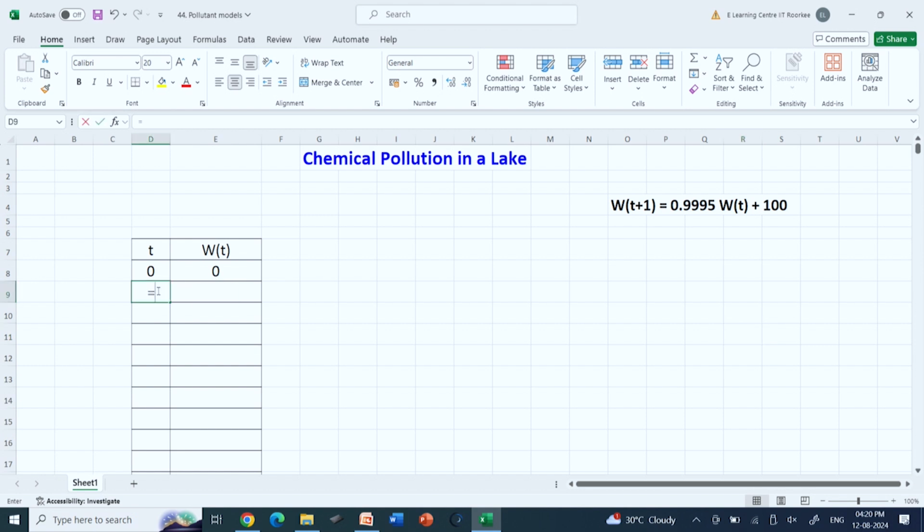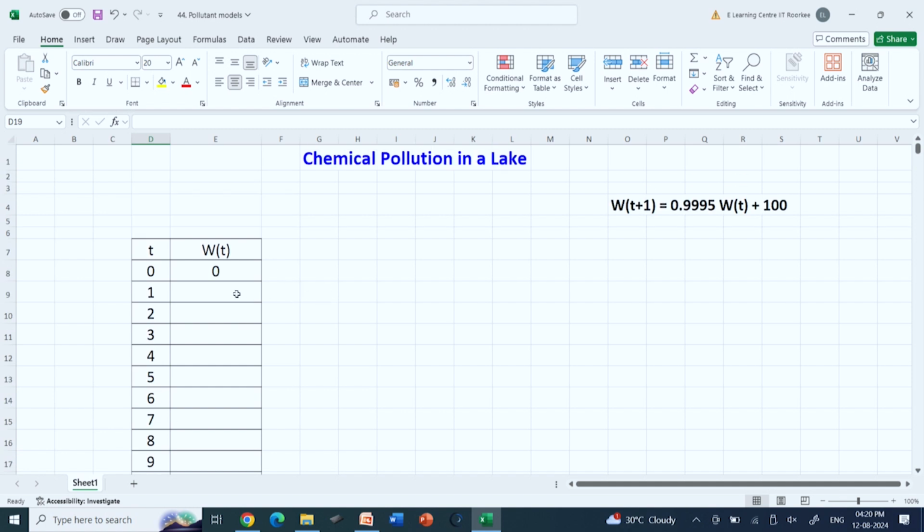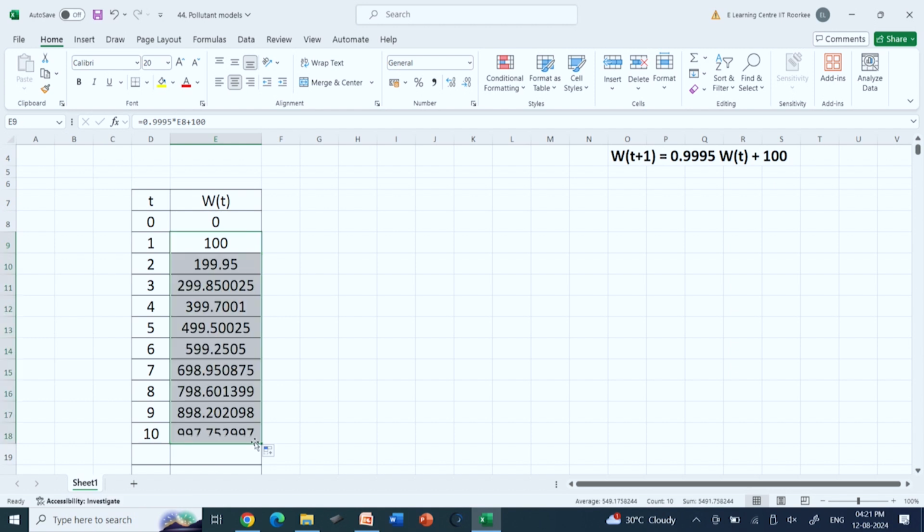So, let us first put this equal to 0, plus 1, and let us drag it to say 10 days. And this is going to be equal to 0.9995 multiplied by W0 plus 100. So, I just drag it to 10 days. So, you can see the waste after 10 days is 997.75.